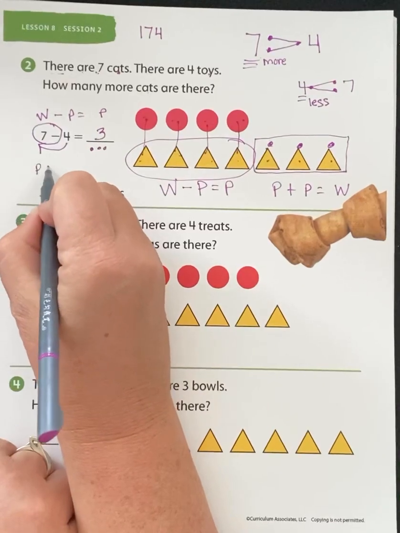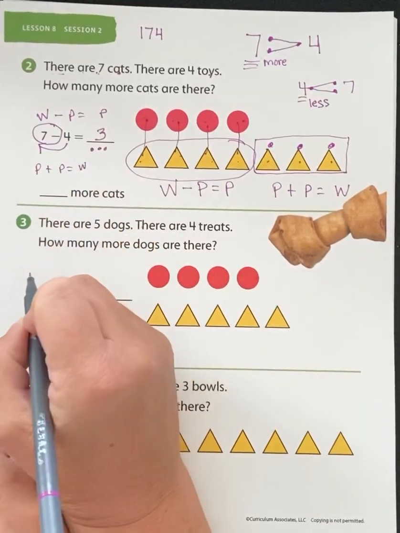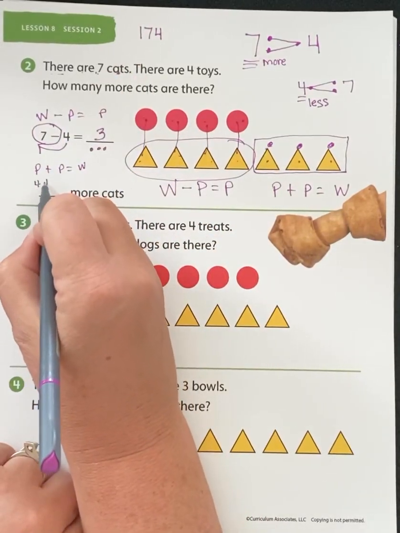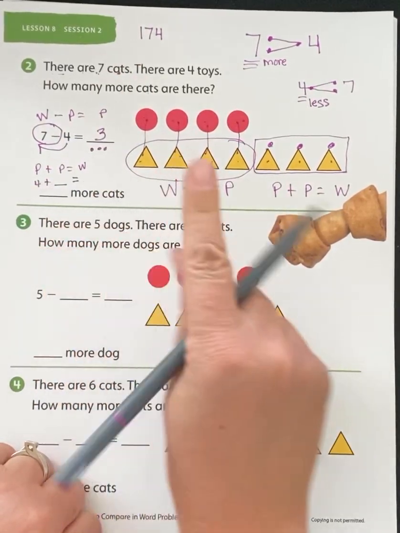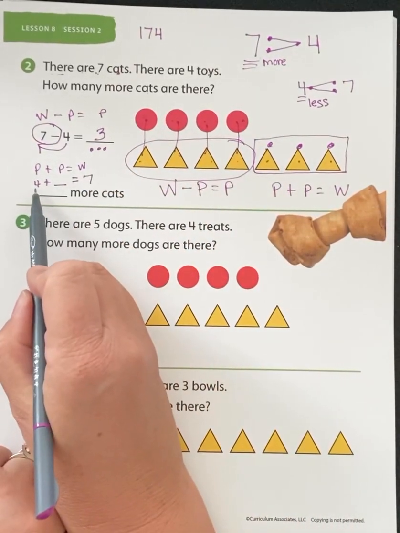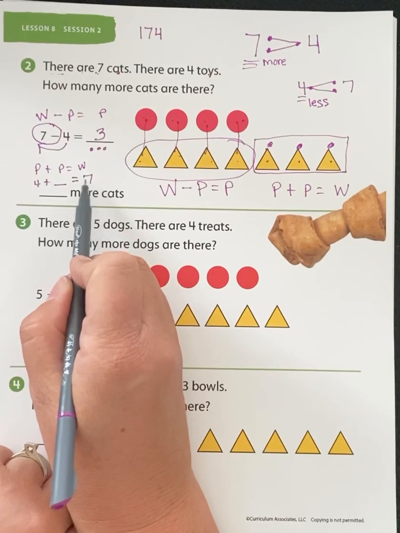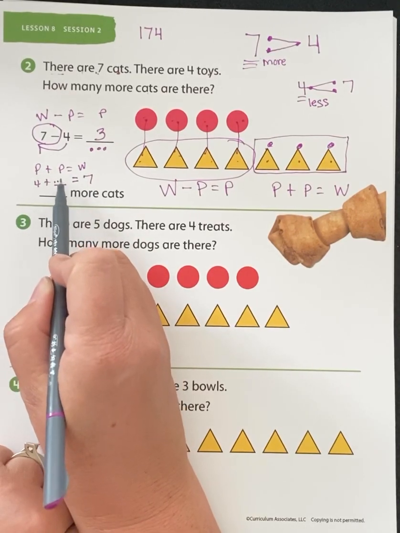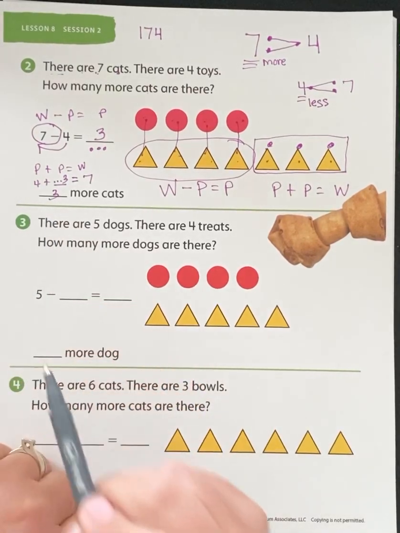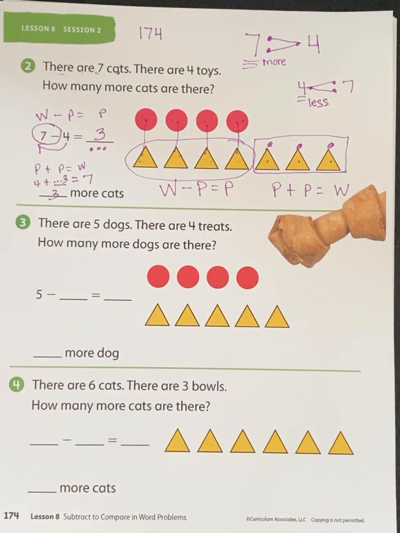What if I had part plus part equals whole? I know that I have 4 toys. 4 plus what equals how many cats? How many more toys do I need to get to the cats? 4, 5, 6, 7, 3. There are 3 more cats, and there are 3 fewer toys.